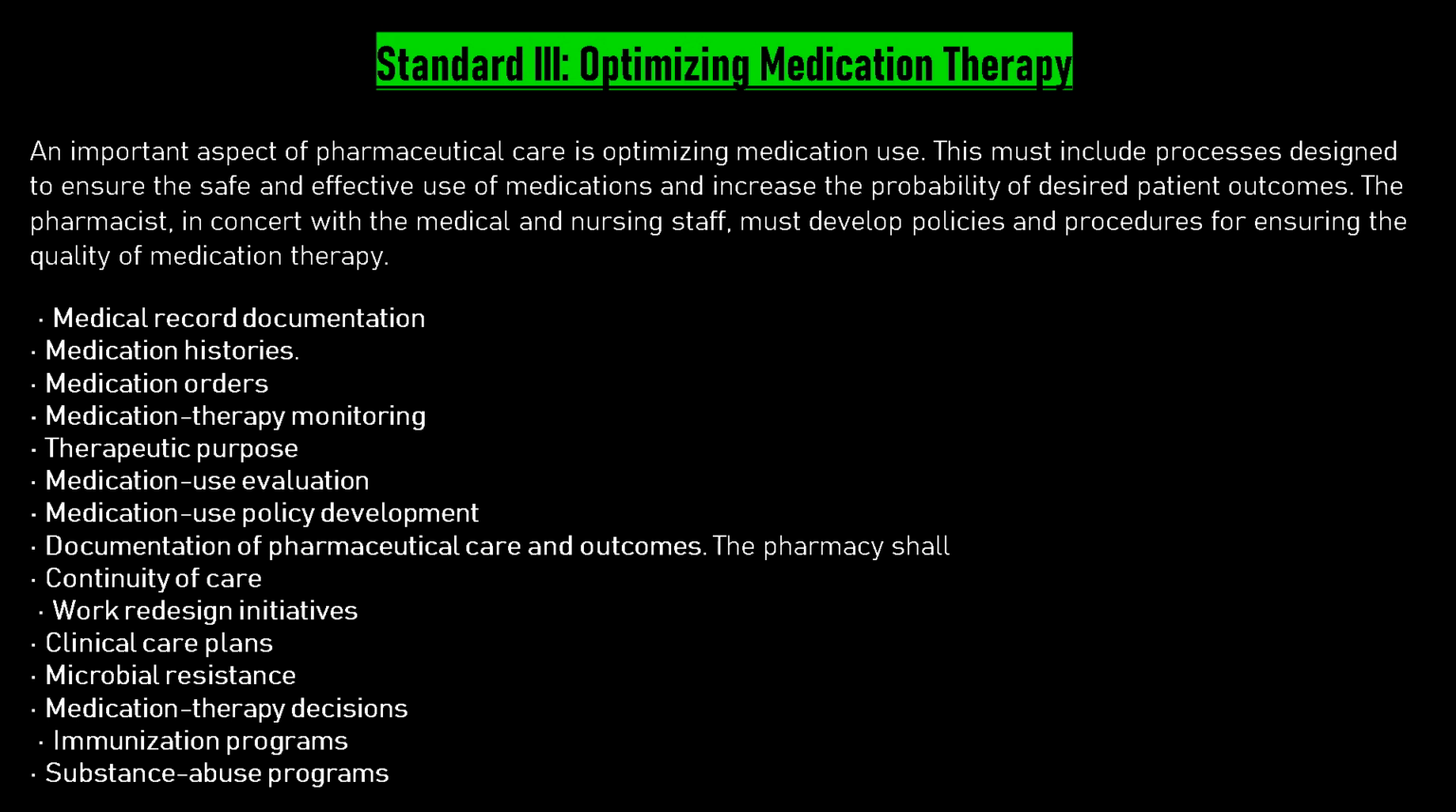Medication use evaluation, MUE. What is it? An ongoing medication use evaluation program shall exist to ensure that medications are used appropriately, safely and effectively. Medication use policy development. Next point, the pharmacist shall be a member of the P&T committee, the pharmacy and therapeutic committee, the institutional review board, the infection control, patient care, medication use evaluation and other committees, so that they make decisions on medication use.